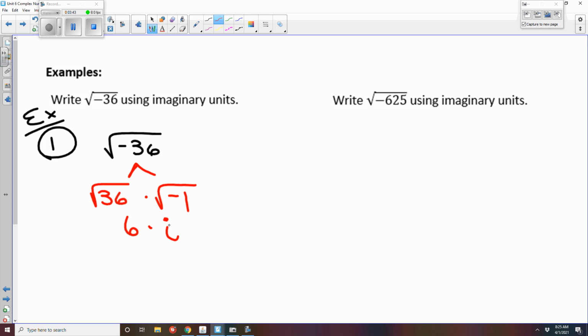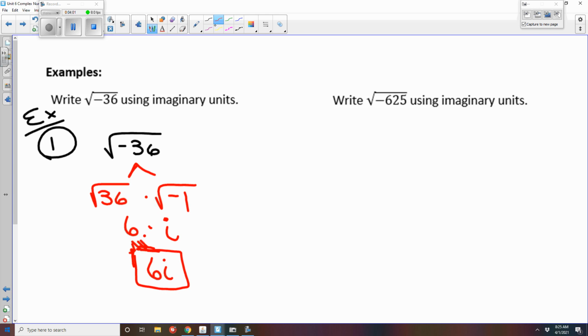And now there's a nicer way to write this. How can I write 6 times i better? Just 6i. So go ahead and just write them side by side. And my board has a goofy spot right there. Do you all see that? It went up 3 times on me every time I try to fix it.